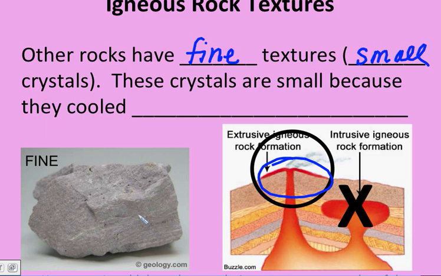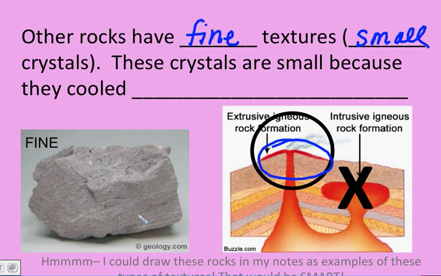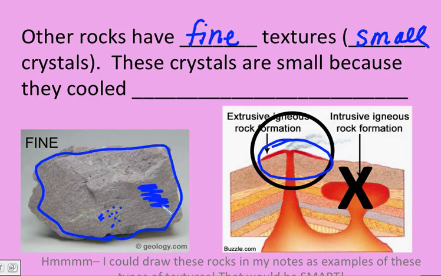So again, pause the video, right? Draw in a little rock shape and just make some tiny little dots. They're very small, right? Or just shade it in all one consistent color. That's what we notice here in the fine-grained rocks. Now they are fine-grained because they cooled quickly. Notice it's the opposite of the other one, right? They cooled quickly, and they cooled quickly on the Earth's surface.